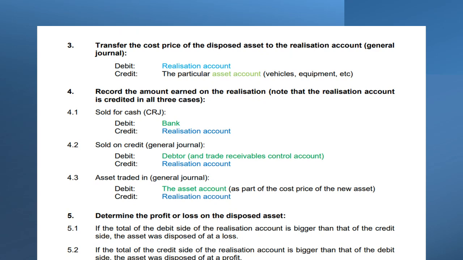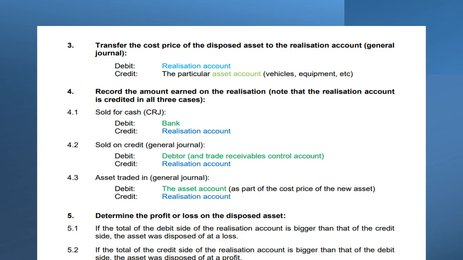You are crediting what? The realization account, the asset realization account. I want to explain this point here. I'm sure some student will be thinking, but we've sold this asset. Why don't we debit the bank and credit the asset account? But again, if you check number 3, we've already removed that asset from the asset account. We've transferred it to where?